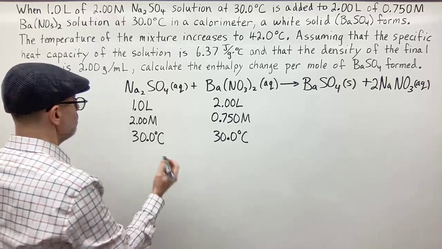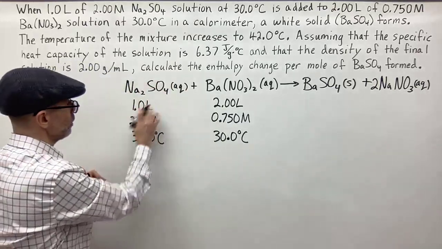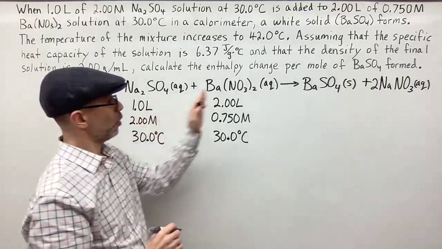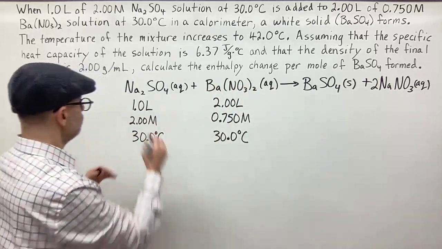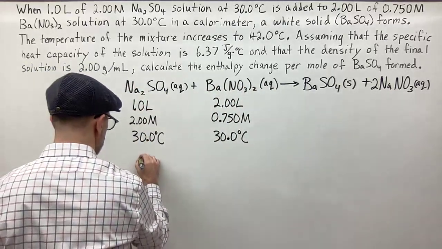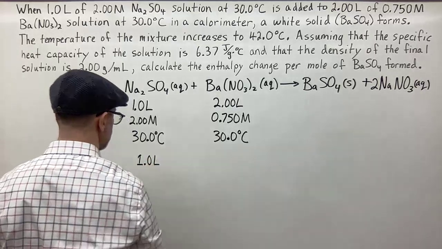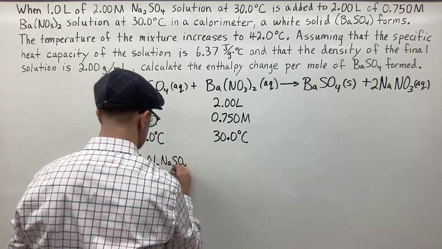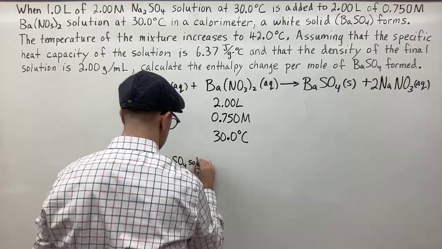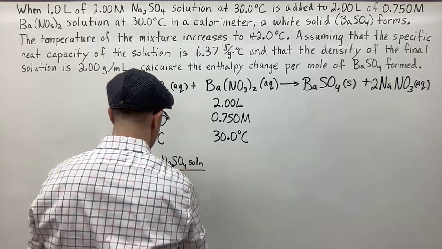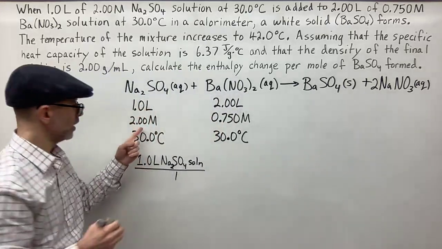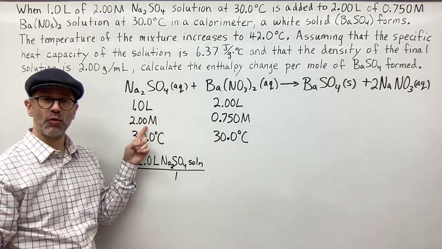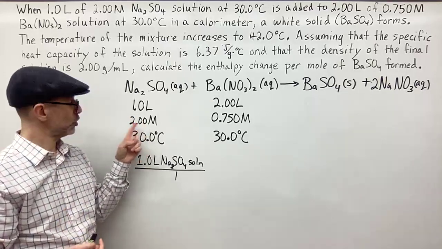Okay, so first we'll start with the sodium sulfate. So we want to convert sodium sulfate to moles of the barium sulfate. So they're giving us 1 liter, so we'll start with 1.0 liters of the sodium sulfate solution. Put that over 1. And we can use the molarity here as a conversion factor. This means that 2 moles of the sodium sulfate per 1 liter of the solution.